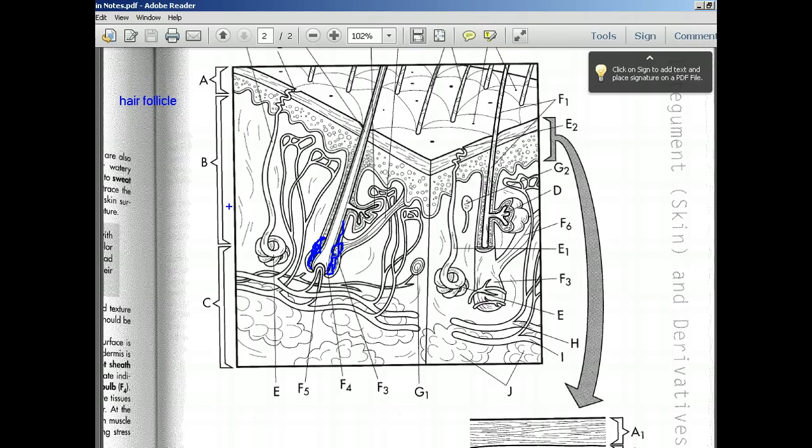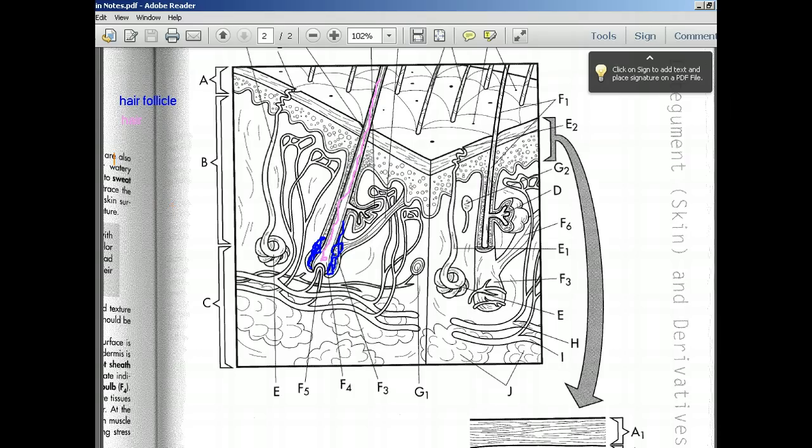And in this case, I'm going to make the hair pink. So a hair comes down here and then grows up through the dermis and up out onto the skin.